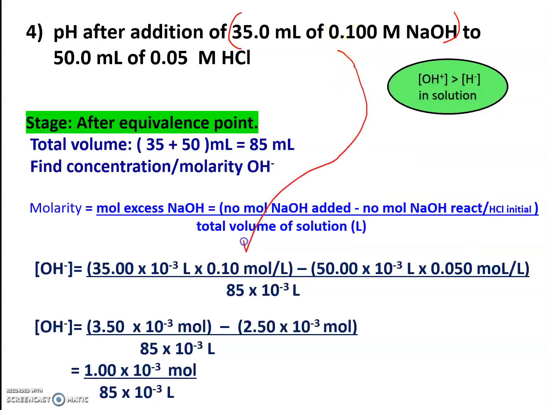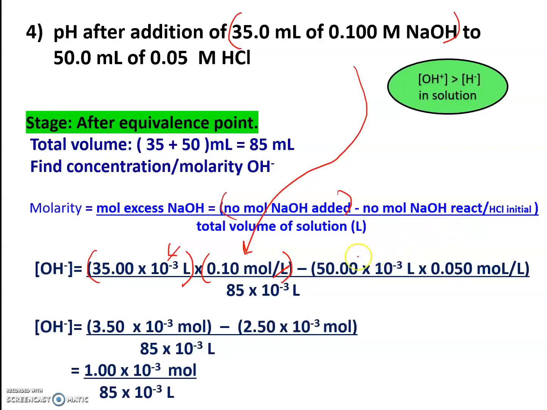Molarity of base added. Given the volume and molarity, the volume is 35 ml times 10 to the negative 3 liter, since you want to change to liter, times the molarity of base added, 0.10 molar, mole per liter. So mole per liter times liter, you will get the number of moles of base added. To find the moles of excess, take moles of base added minus moles of sodium hydroxide that reacted.